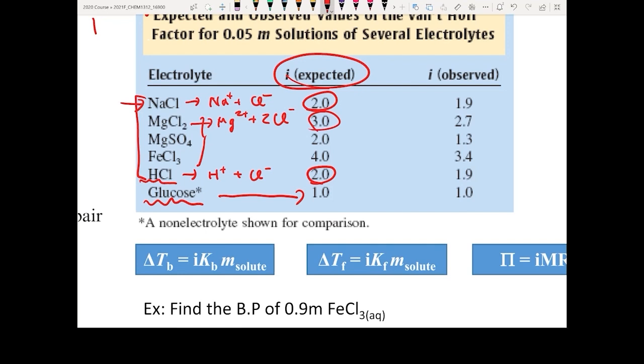But the key thing is, can you recognize the acid, base, and salt? If you can, that's the first step, right? You know it's an electrolyte. The Van Hoff factor cannot be 1. Then what is the Van Hoff factor? Then you write out the dissociation equations, so you will know how many charged species will be generated.